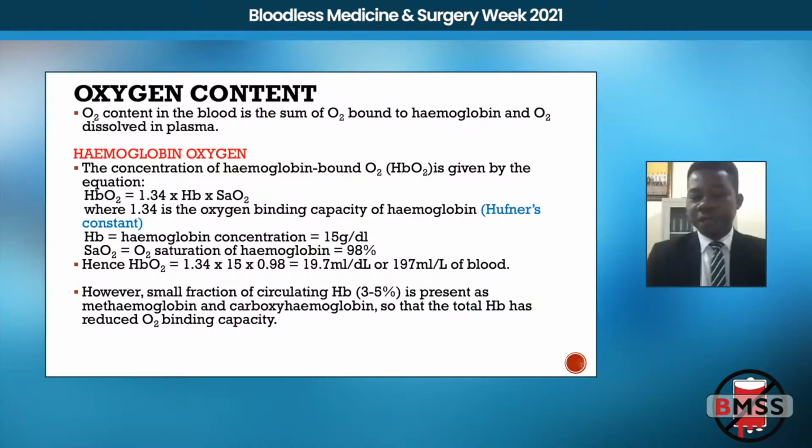If we are to work on a patient whose hemoglobin is about 15 grams, let's do some calculation to know how much oxygen this patient's hemoglobin will be able to contain, and whether it is equivalent to the resting level of oxygen we actually require to function.